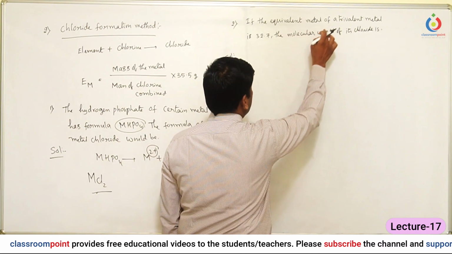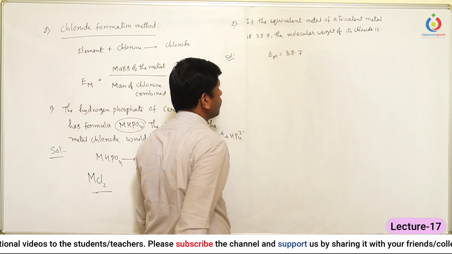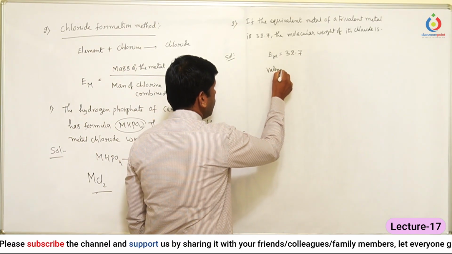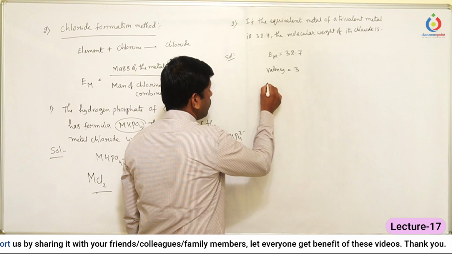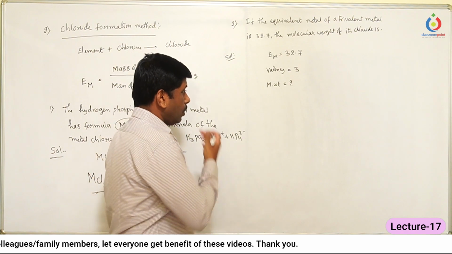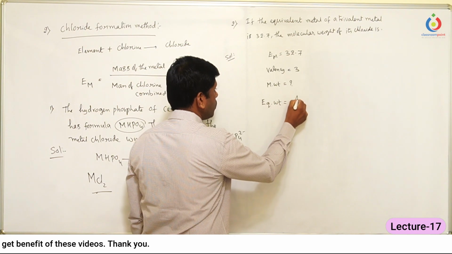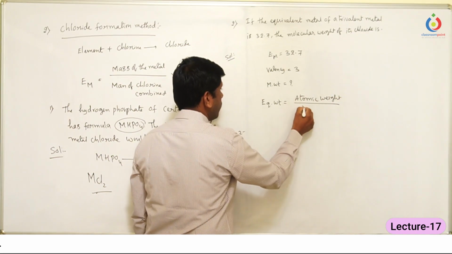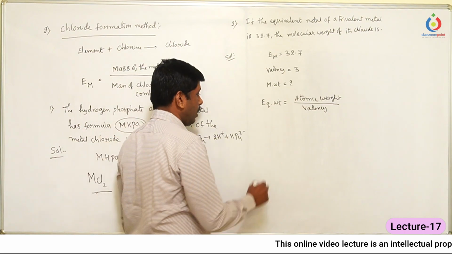Basically, the equivalent mass of the trivalent metal is given. Equivalent mass of the metal is equal to 32.7. They said trivalent, so the valency is also given. Valency is equal to 3. They are asking to calculate the molecular weight of that particular metal chloride. So here, very simple, we know that equivalent weight is equal to atomic weight divided by valency.